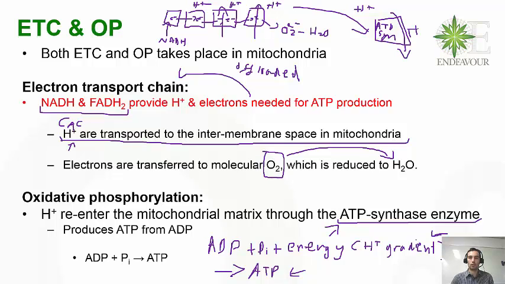So the H+ goes through ATP synthase, and that's what allows us to do the ADP plus phosphate going to ATP. So the coupling of the electron transport chain, which is what I've drawn on the left here, and oxidative phosphorylation, which is what I've drawn on the right here, is giving us ATP. So we will go into these processes extensively in one of the later lectures.